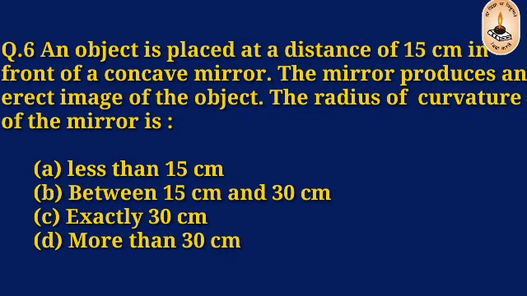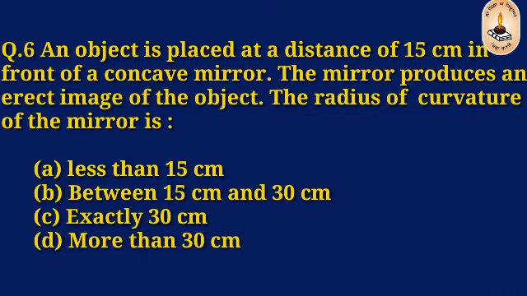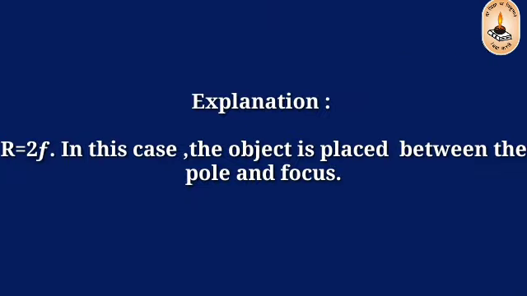Question number 6. An object is placed at a distance of 15 cm in front of a concave mirror. The mirror produces an erect image of the object. The radius of curvature of the mirror is less than 15 cm, between 15 cm and 30 cm, exactly 30 cm, more than 30 cm. The answer is D, more than 30 cm. Explanation: R is equal to 2F, and for an object placed between the pole and the focus, the focal length is more than 15 cm.